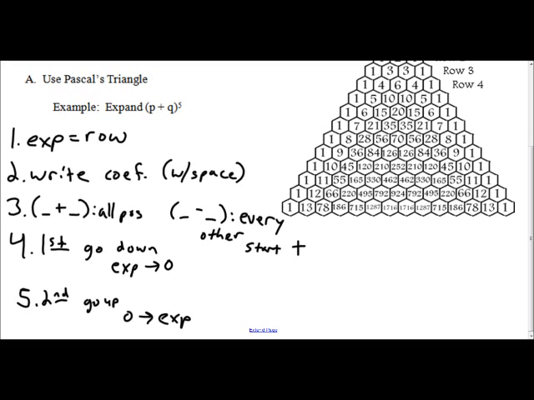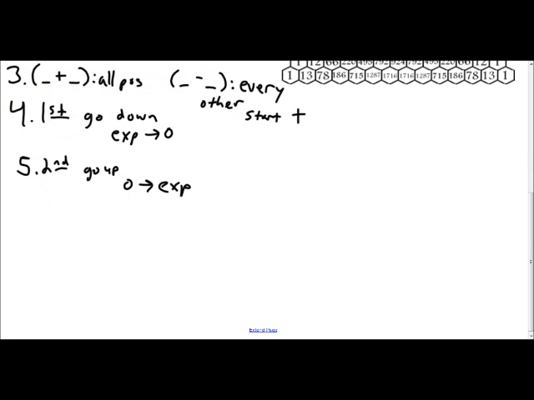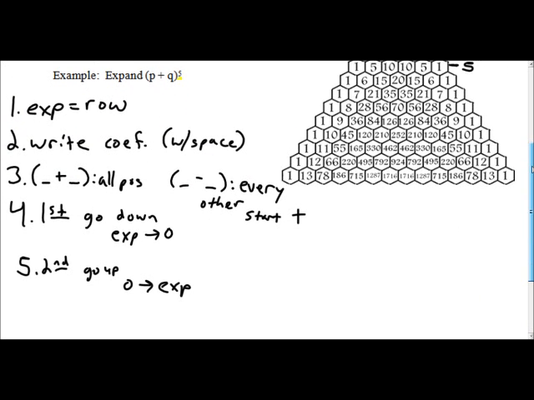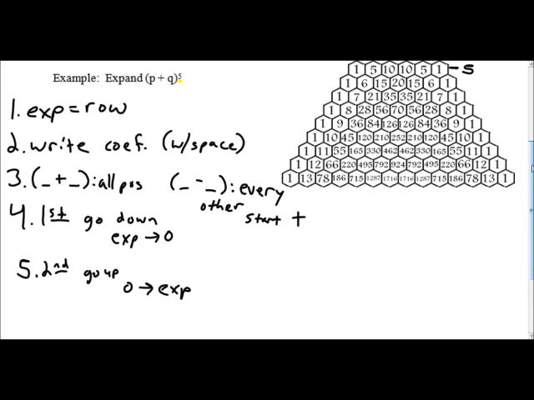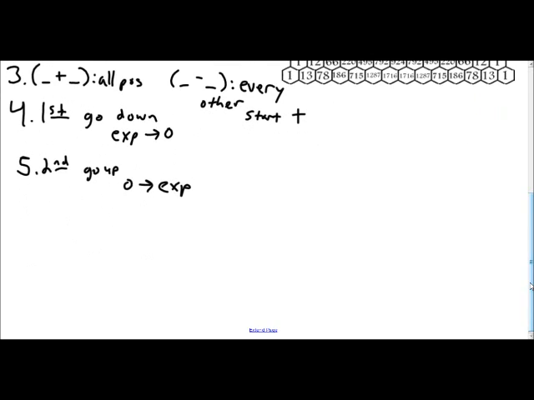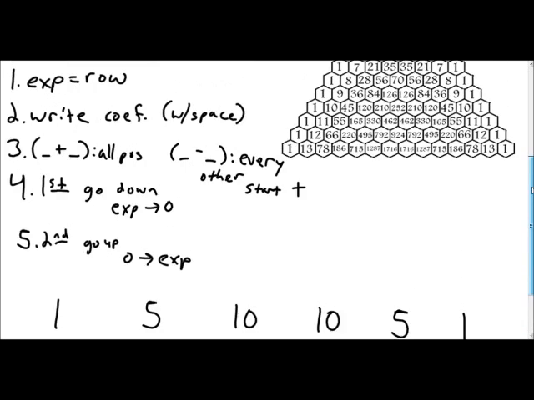So in this case, first thing to do, our exponent is 5. So we need to find the 5th row right here. Now that we know our row that we're looking at, we can write down our coefficients. So we know our coefficients are 1, 5, 10, 10, 5, and 1. So I'd write down 1, 5, 10, 10, 5, and 1, leaving a little bit of space in between each one.